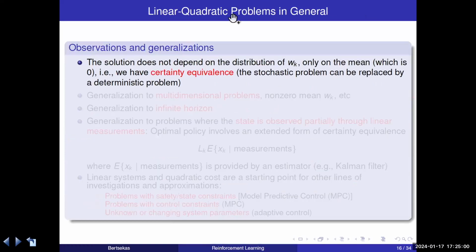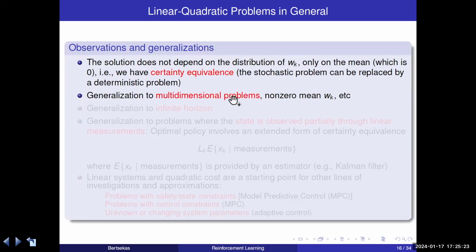Okay. So there are a lot of generalizations of this type of calculation in linear quadratic problems. We made this observation that the solution does not depend on the distribution of W, but only on the mean, which is 0 here, and we have a certainty equivalence. In other words, the stochastic problem can be replaced by a deterministic problem, and the optimal controller will not change.